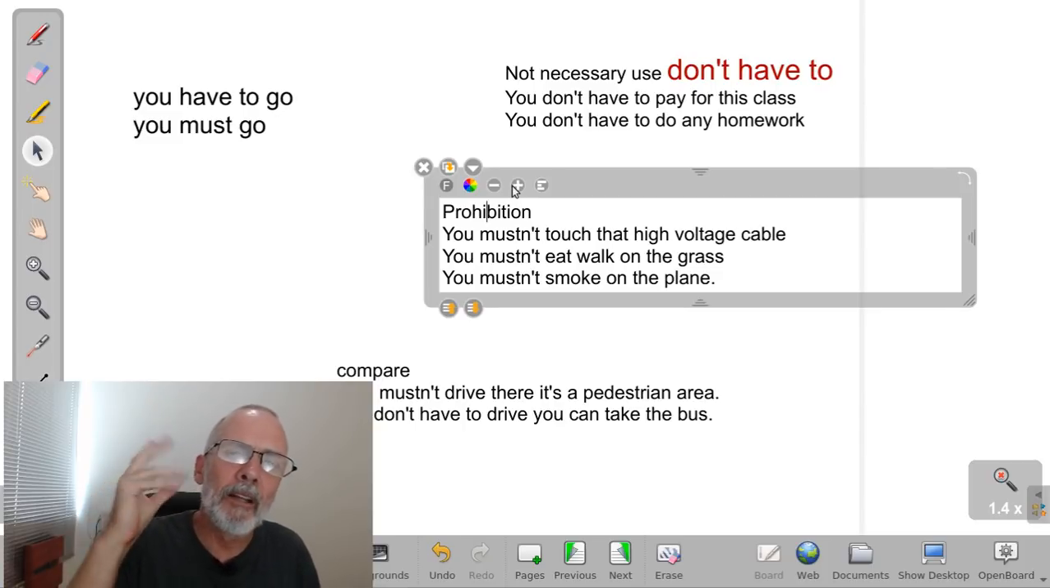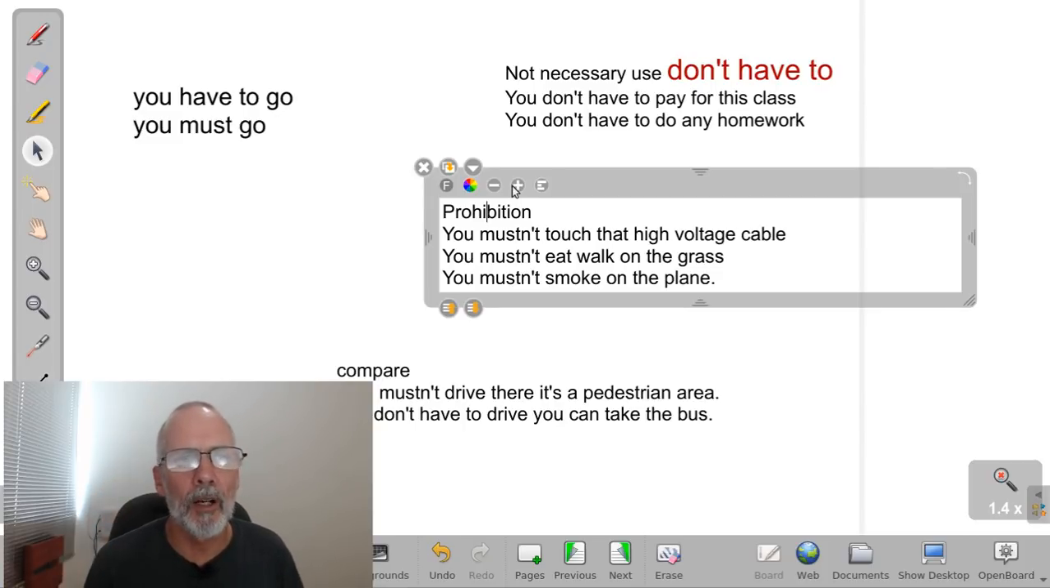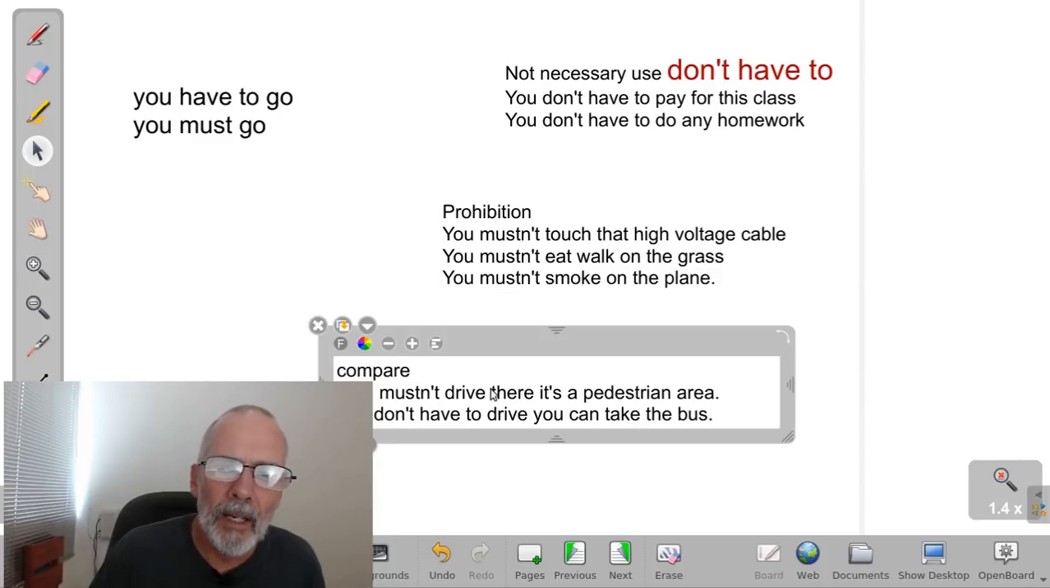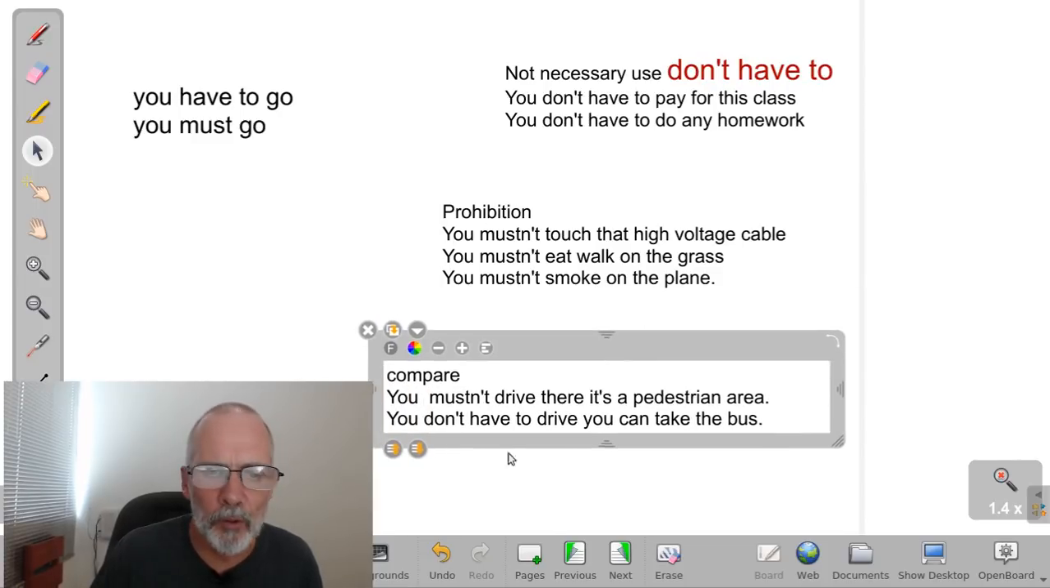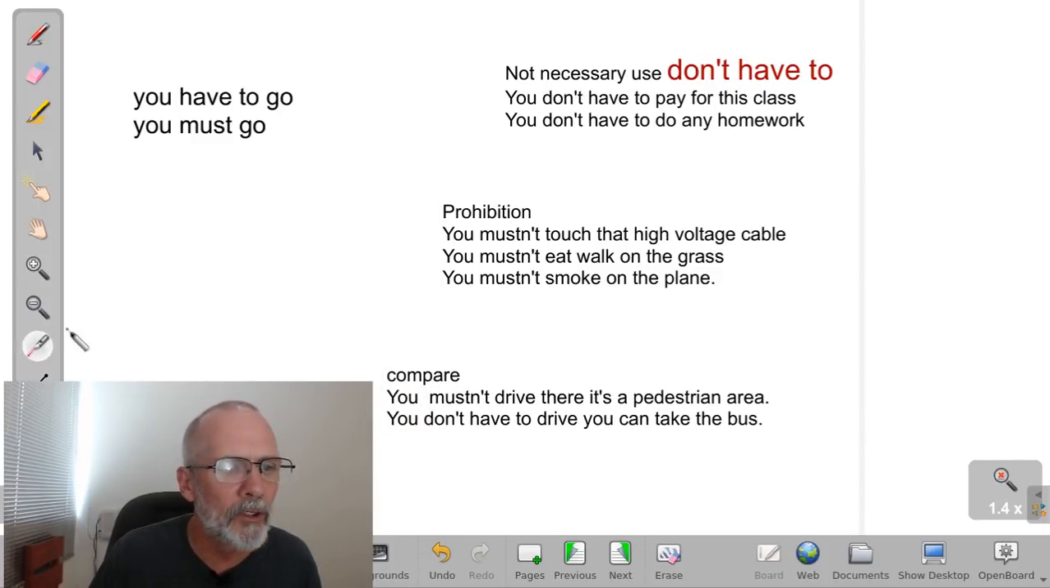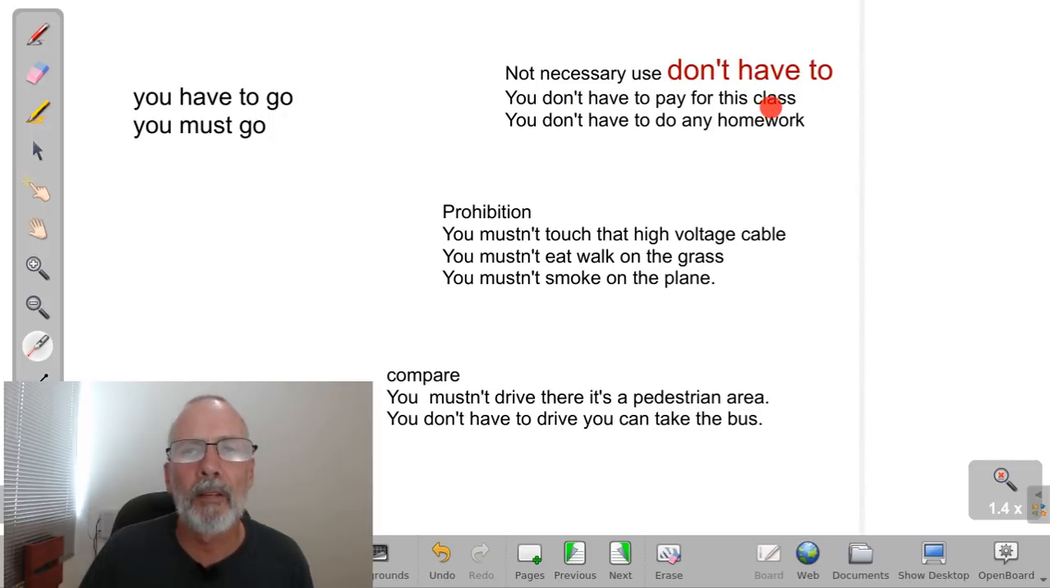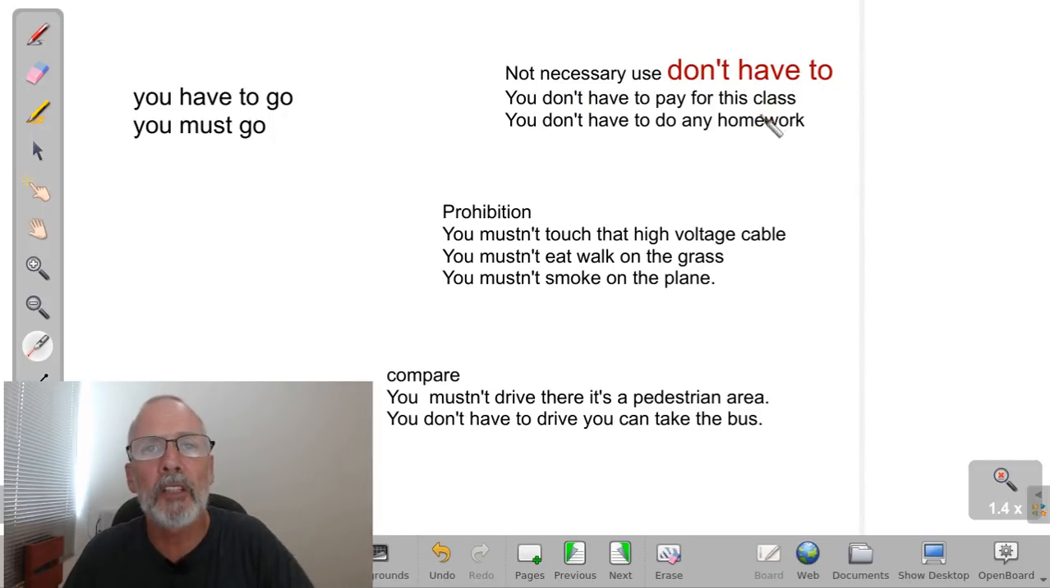So in the positive, you have to go and you must go are very similar, but in the negative, they are very different. Here I've got some more examples. For example, we already saw these two. You don't have to pay for this class. If you want to pay for this class, you can. You can pay in the super chat there.